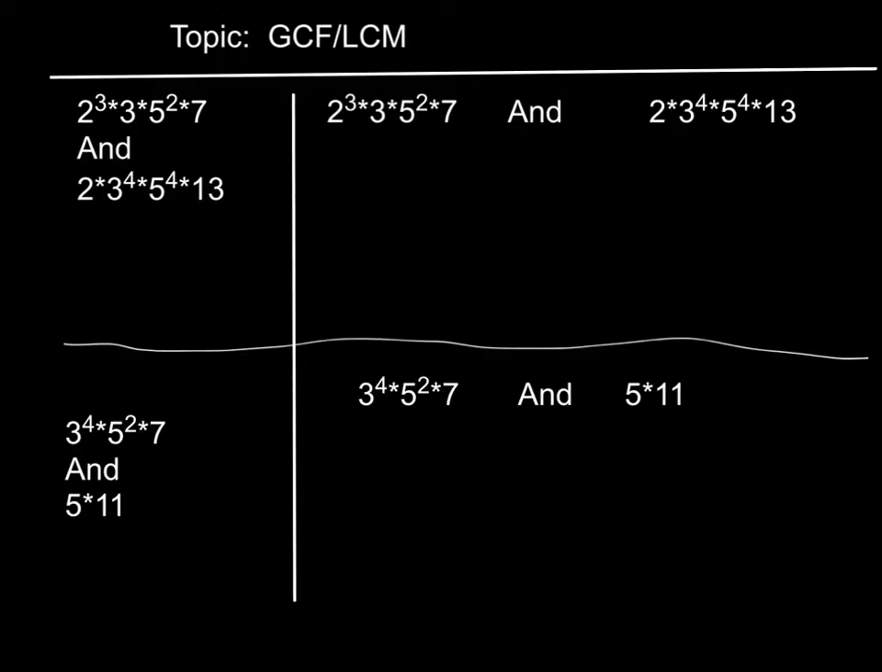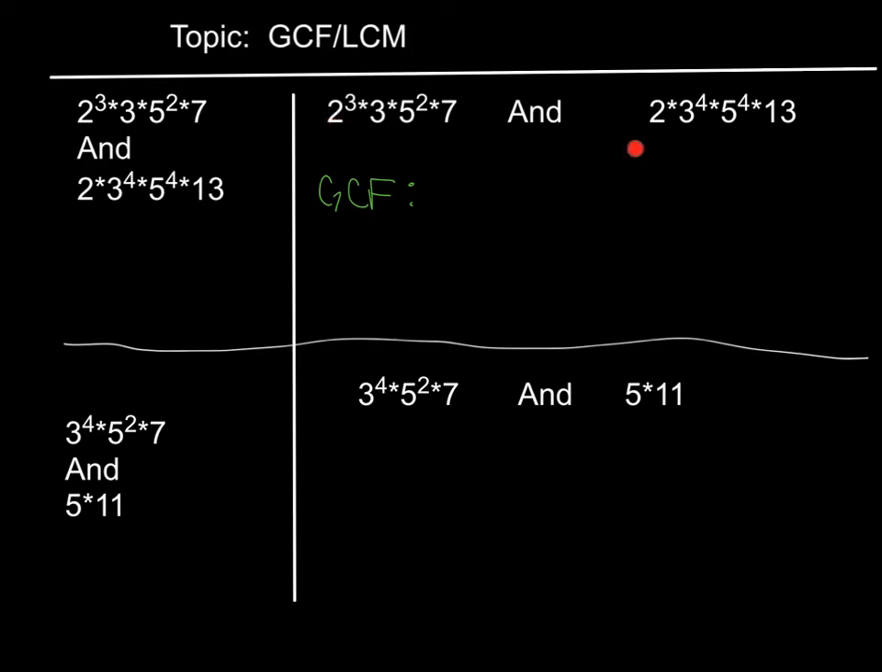So here, I've kind of cut it down for us a little bit, and I've done the factoring for us. So we already have it in prime factorization form. We're just going to find the GCF and the LCM, cut down a few of the steps there. So for the GCF, I'm looking for the greatest common factors. So I'm looking for factors that are common.